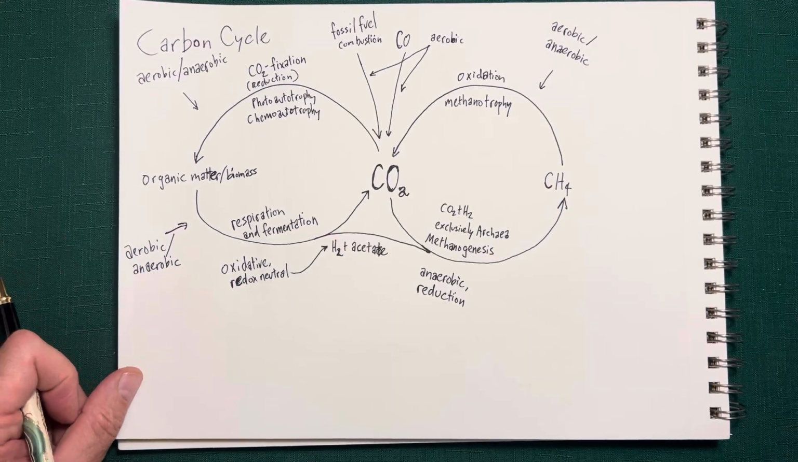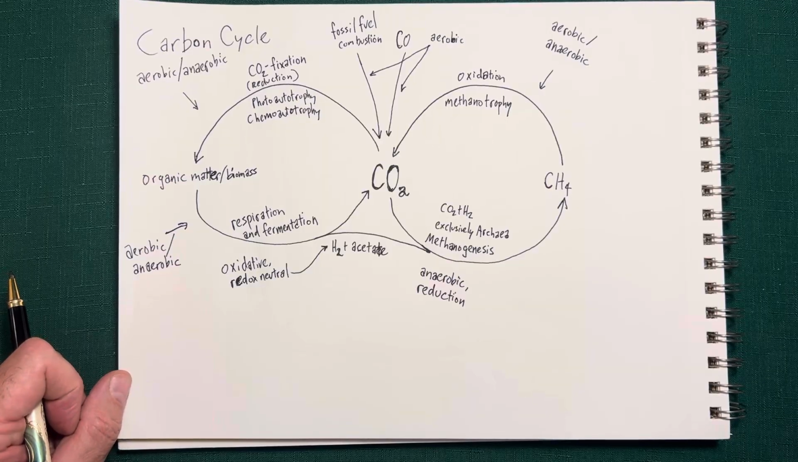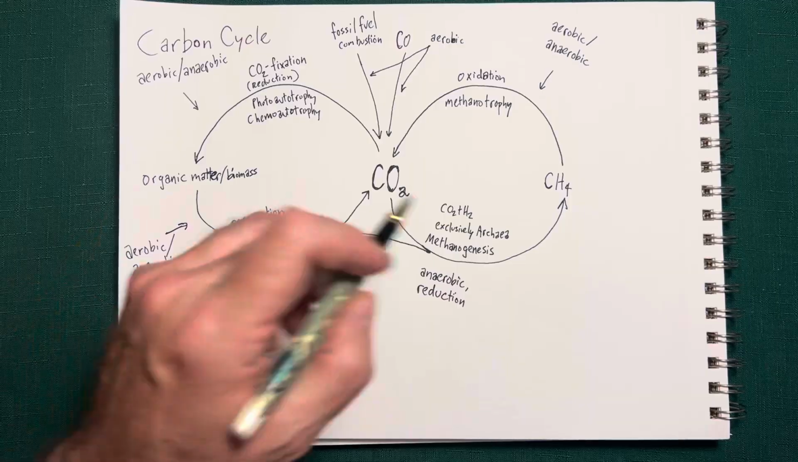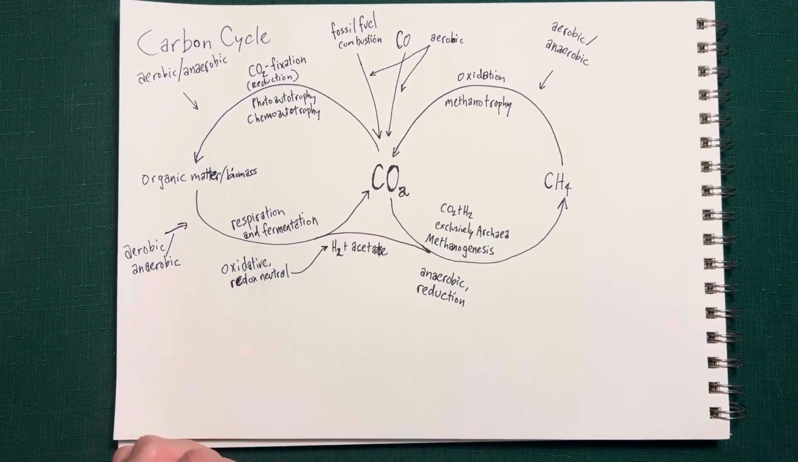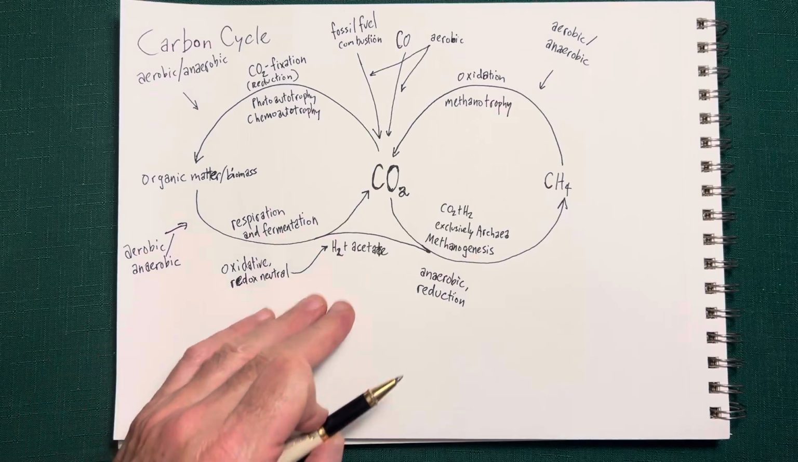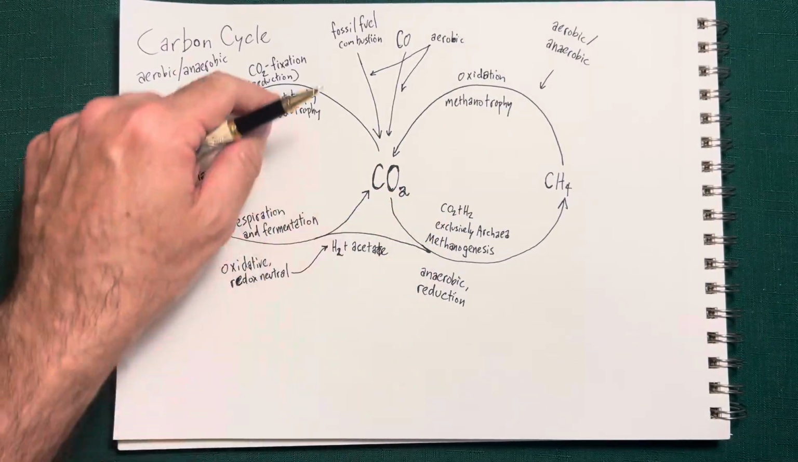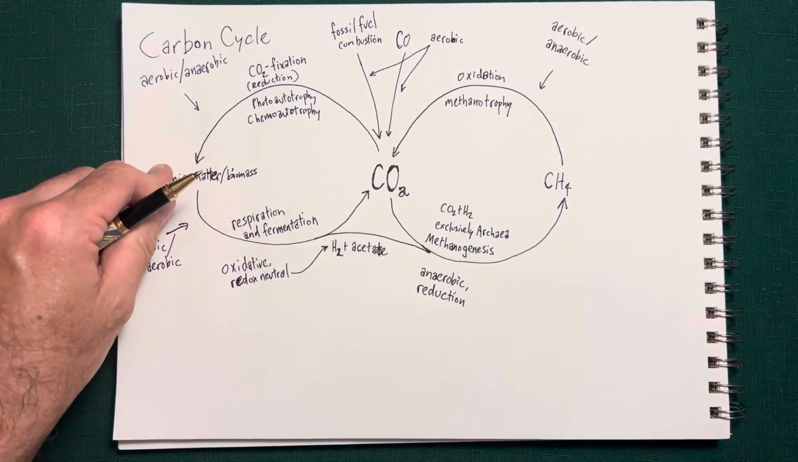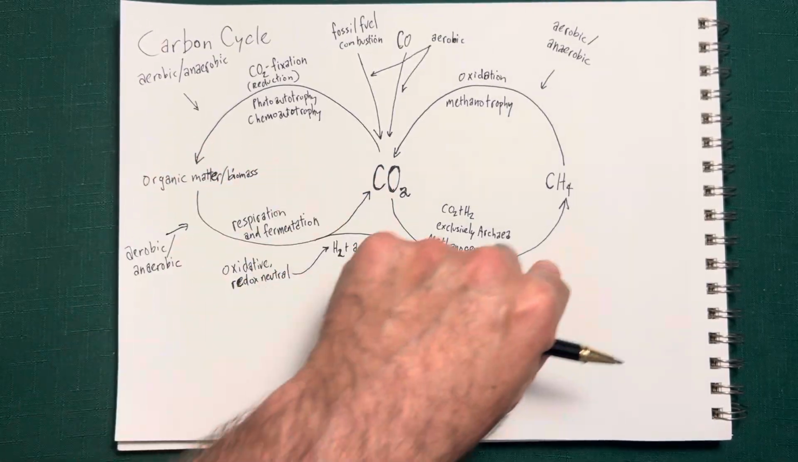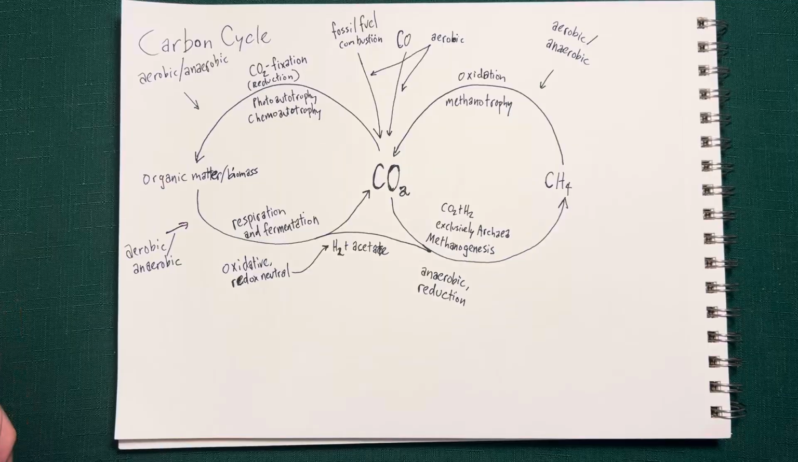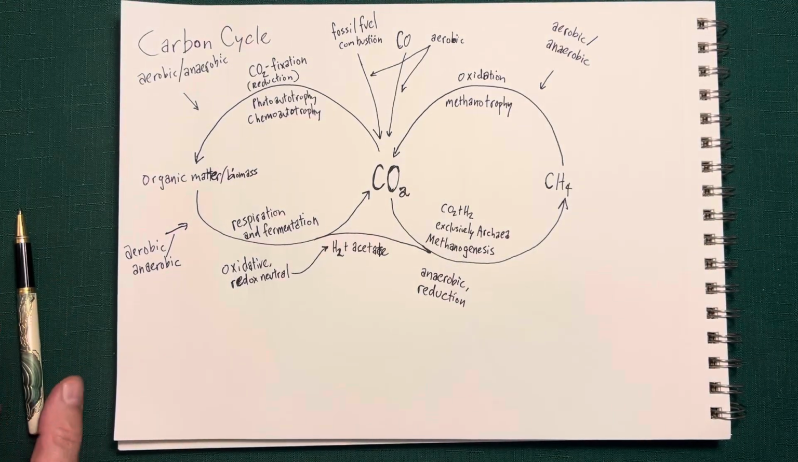So that, in a nutshell, is your carbon cycle. I haven't really gone into a lot of detail as far as who is doing these different reactions, but understanding how we can go from carbon dioxide through a reductive process to get biomass, and then through oxidation return to carbon dioxide, or how methane is a very important part of this process too. All right, so that's your carbon cycle in a nutshell.